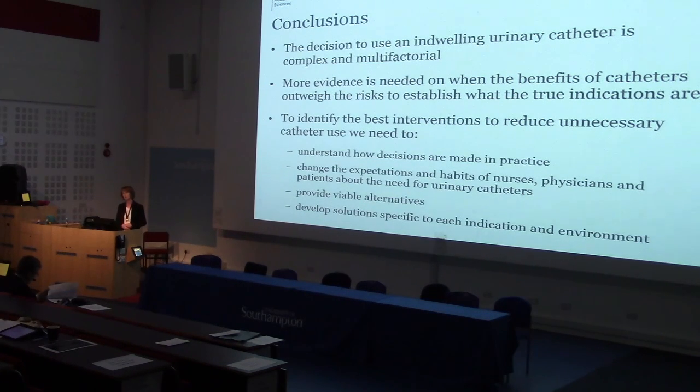So it's not simply a case of having a guideline and following the rules. We do need more evidence on when the benefits of catheters outweigh the risks. And if we're to develop successful interventions, we need to understand more about why catheters are used in practice and how decisions are made. We also need to try and support nurses and doctors and also patients and change their expectations about when catheters are used and why. As Mandy mentioned earlier, it's really important to provide viable alternatives. It's one thing saying avoid use of a catheter, but actually we need to put a lot of energy into thinking about what could we do instead.